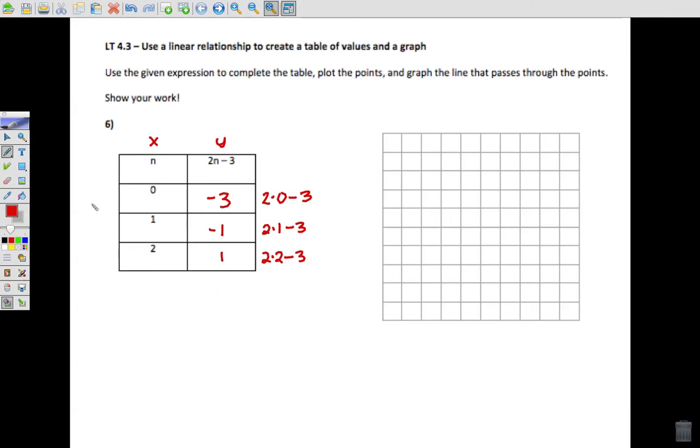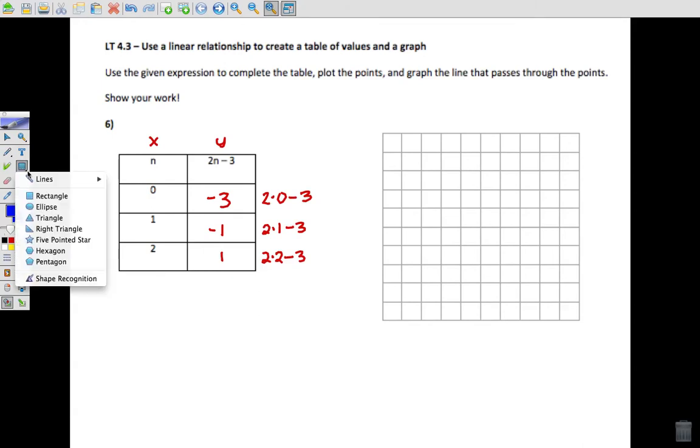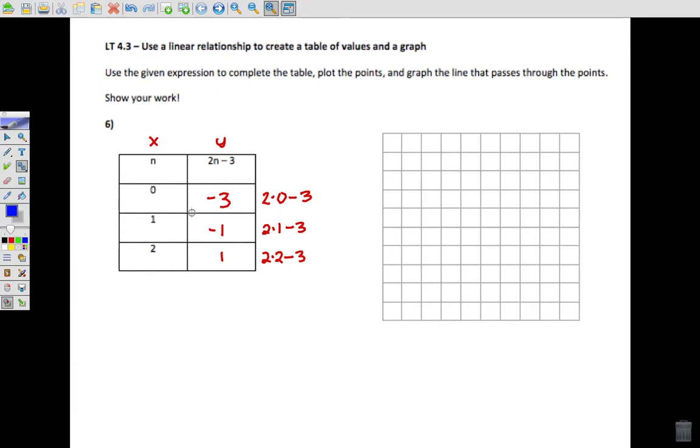So I need to put my axes in place so that I can graph these points. Let me make sure I'm on lines here, arrows at both ends. Well, my x-axis only needs to go to the right to positive 2, so I just need to make sure I can get over here to positive 2. My y-axis, I need to get down to negative 3 and up to positive 1. So I can pretty much center that x-axis, making sure I can get down to negative 3 down here and up to positive 1 up here.